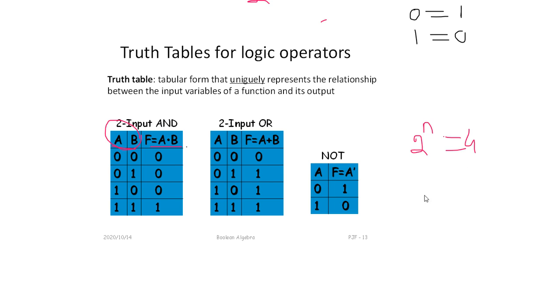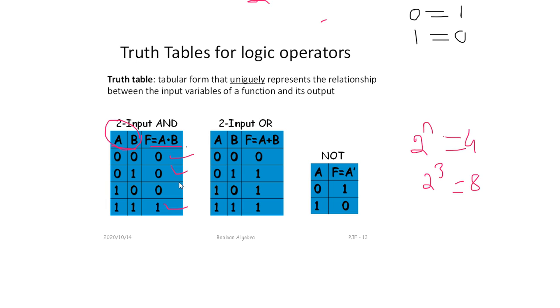If the variables are 3, then 2 to the power 3, that is 8 combinations, you will get. As I told before, f equals a dot b, in the sense a is ANDed with b. 0 ANDed with 0, you will get 0; 0 ANDed with 1, 0. Only when both the inputs are 1, the output is 1.